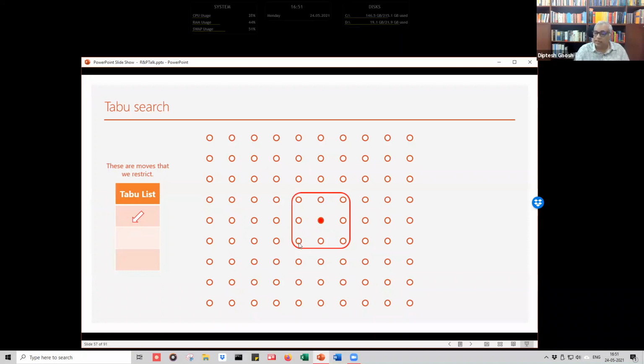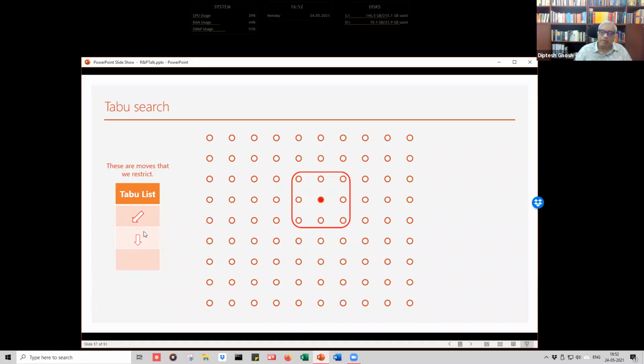Now, since this move, going diagonally down, is taboo, my neighborhood does not contain all these 8 elements, but only 7 elements, because if I had to move from here to here, I would have to adopt a taboo move. Since this is not allowed, I will try to find a better solution among all these other 7. And let us suppose that the better solution is to move vertically up.